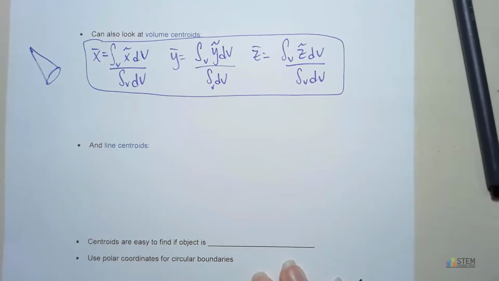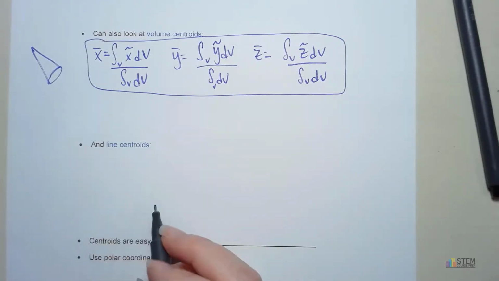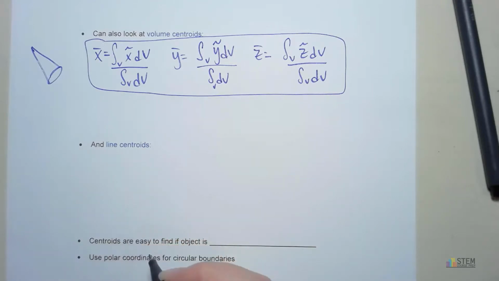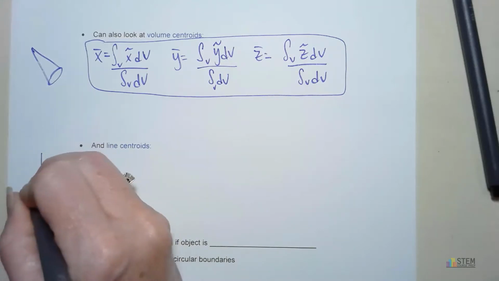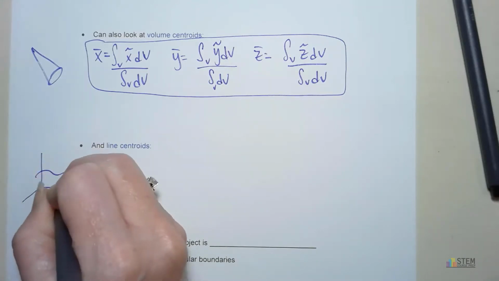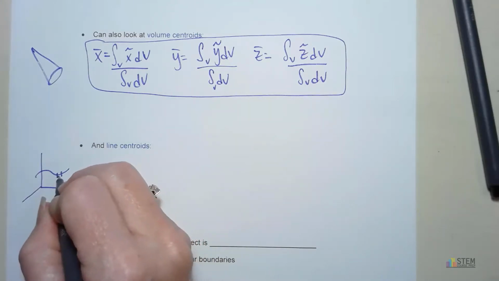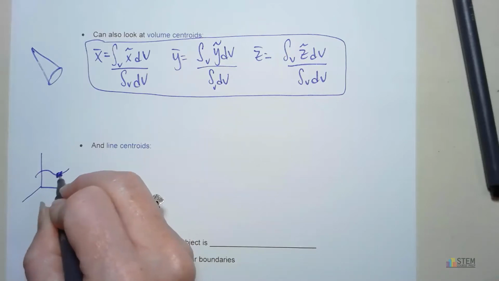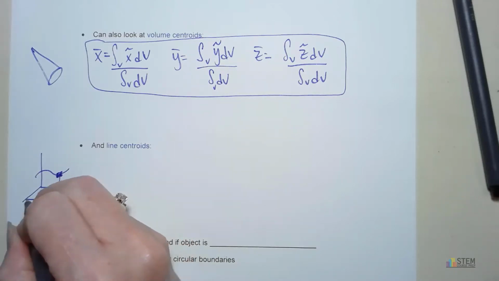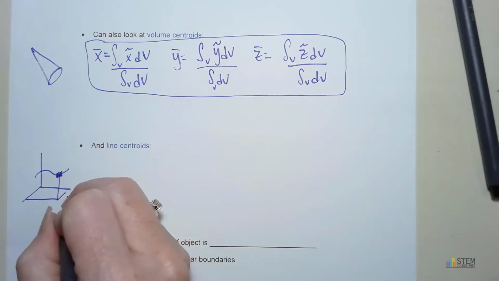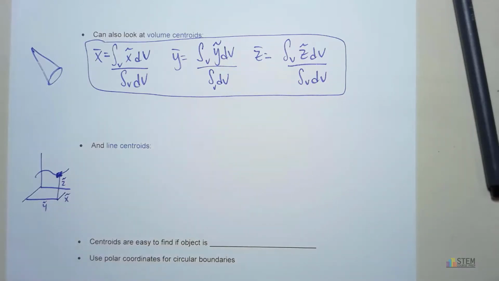Finally, line centroids. These are going to be used whenever you have a thin rod or a wire, something like that. If we want to draw a little picture, let's just say we have some sort of wire that looks like this. In the equation we have dl, so just think of pulling out a tiny little length of this wire, and then you're going to find the x tilde, the y tilde, and then the z tilde for that little length.